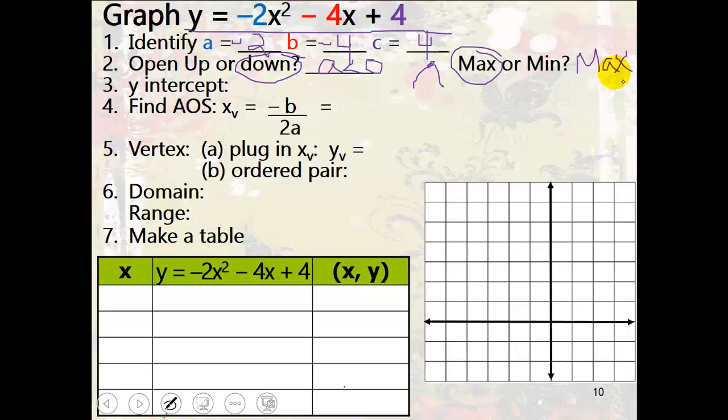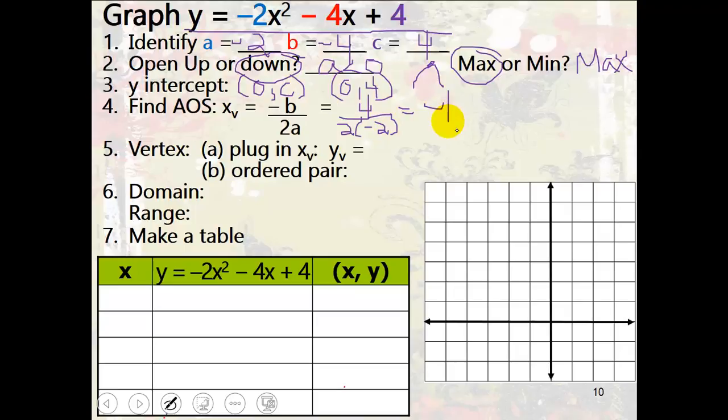The y-intercept is 0, c, so I get 0, positive 4. Go ahead and hit pause and see if you can get the axis of symmetry and the x-coordinate of the vertex. All right, here we go. Negative b, the opposite of negative 4, that's going to be positive 4, over 2 times negative 2. That gives me negative 1.